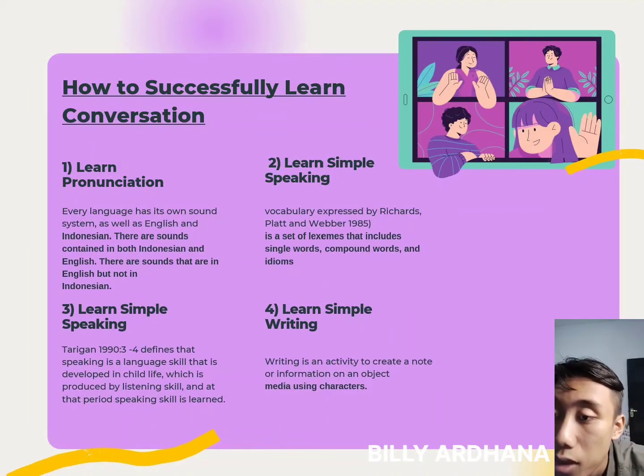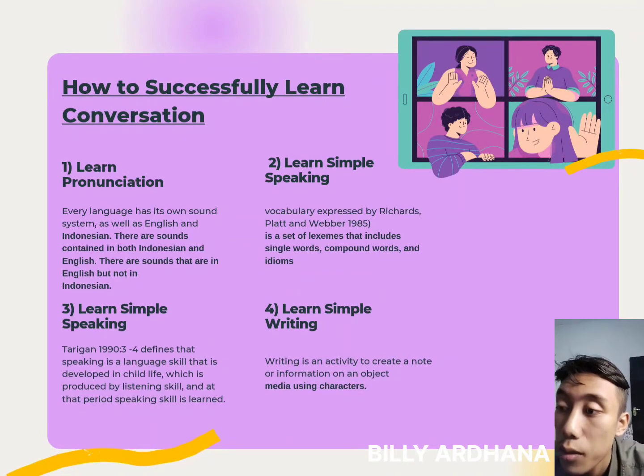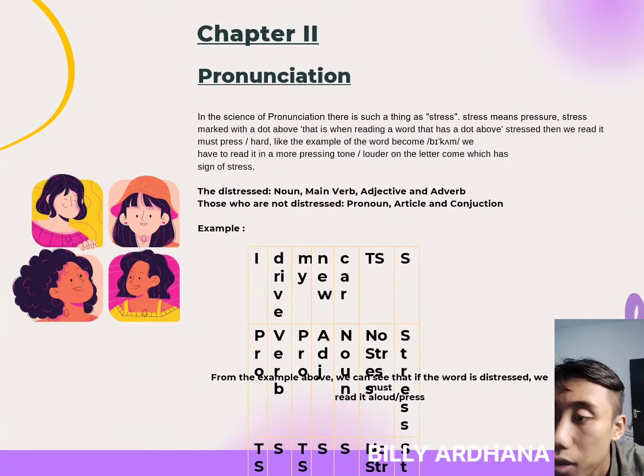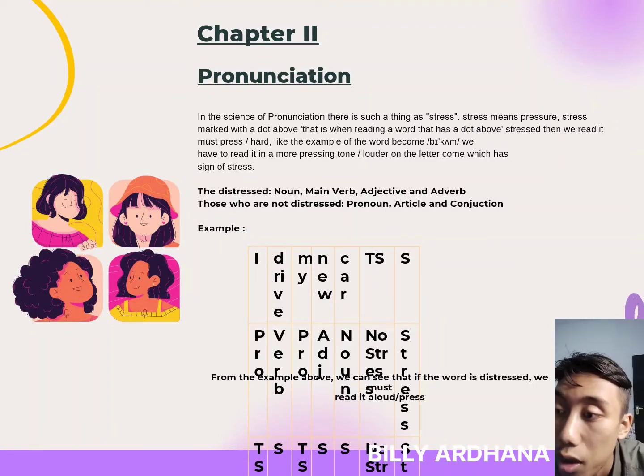Third, Tarigan, 1990, chapter 3, pages 3 to 4, defines that speaking is a language skill that is developed in a child's life, which is produced by listening skill, and at that period speaking skill is learned. Fourth, learn simple writing. Writing is an activity to create a note or information on an object media using characters.